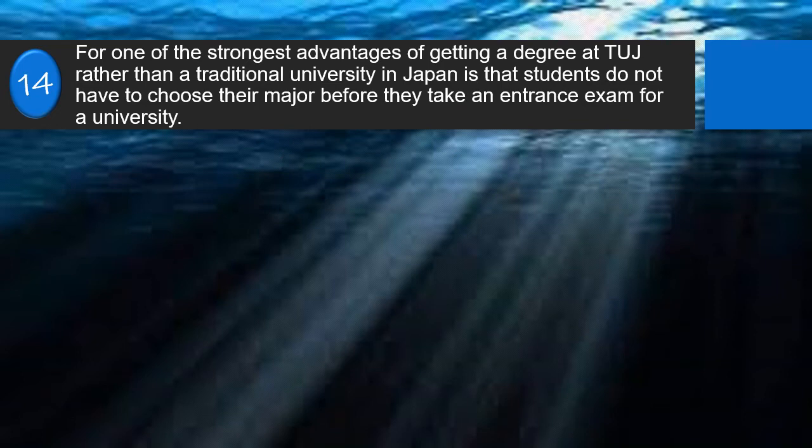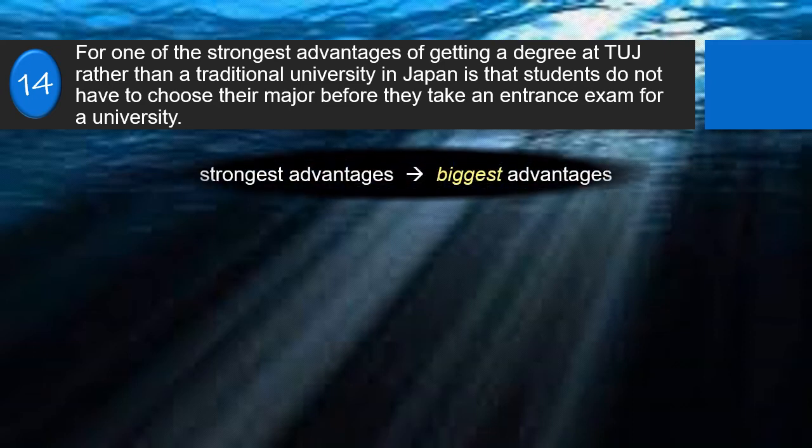Four. One of the strongest advantages of getting a degree at TUJ rather than a traditional university in Japan is that students do not have to choose their major before they take an entrance exam for a university. Basically, grammatically it's correct, but again, we can make it better, change some vocabulary, cut out some words, rearrange it a little bit, and make it better.